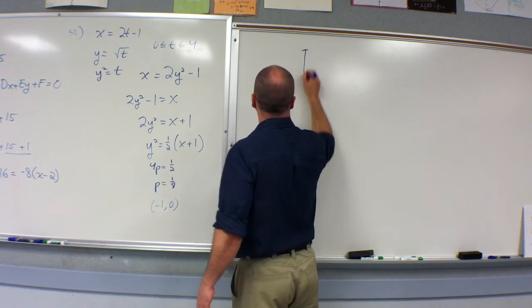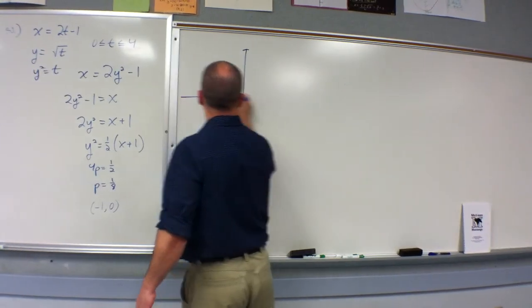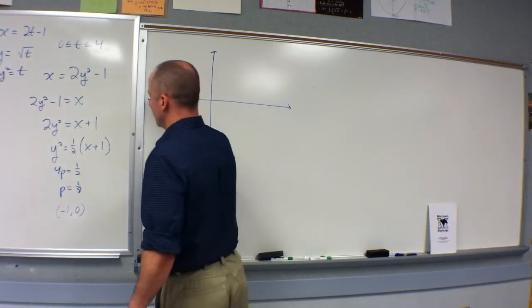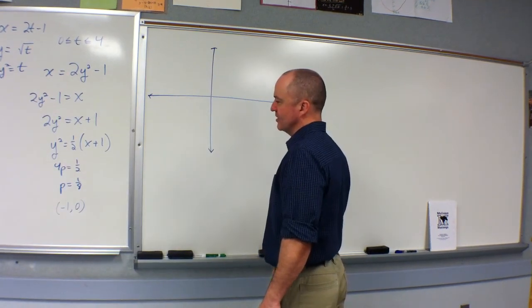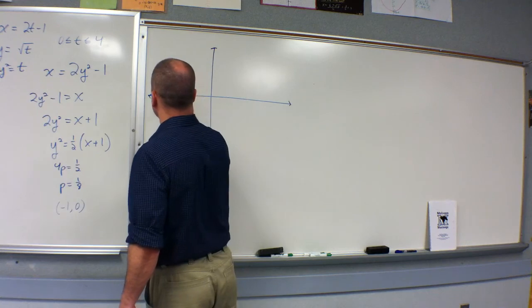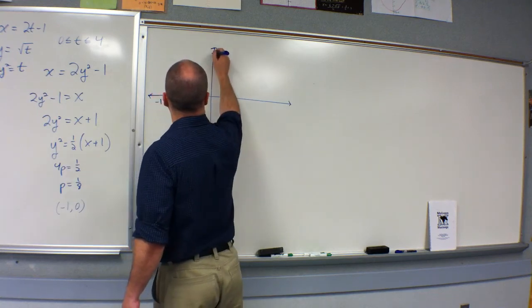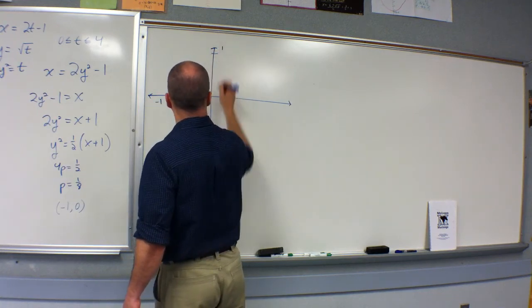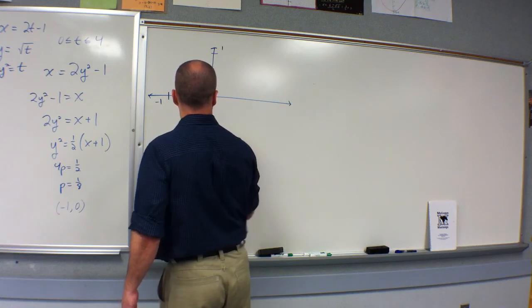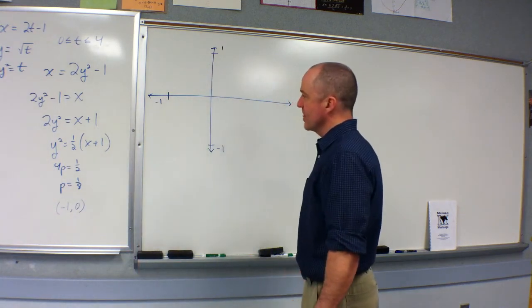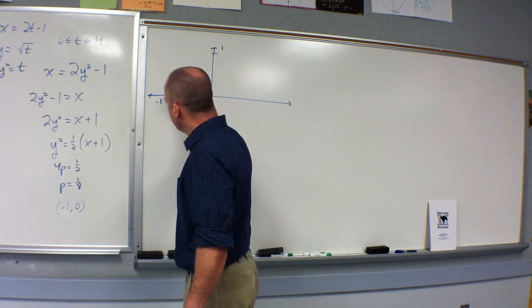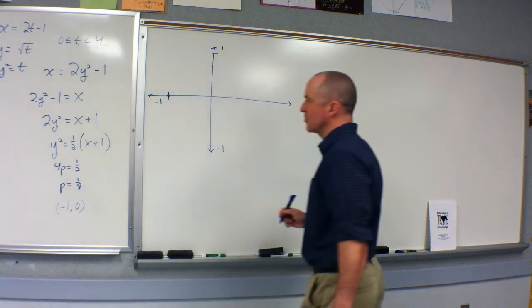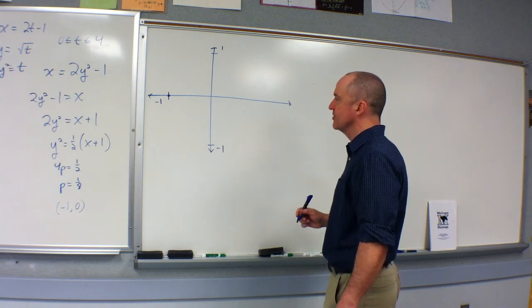Alright, let's take a look at this thing. It's all in the scaling at this point. The vertex is at -1, 0. I'm going to put -1 way out here, 1 up here, and -1 on the y-axis there. I think that'll leave me enough room. So -1, 0, here's my vertex. Now this opens to the right, so p is positive.